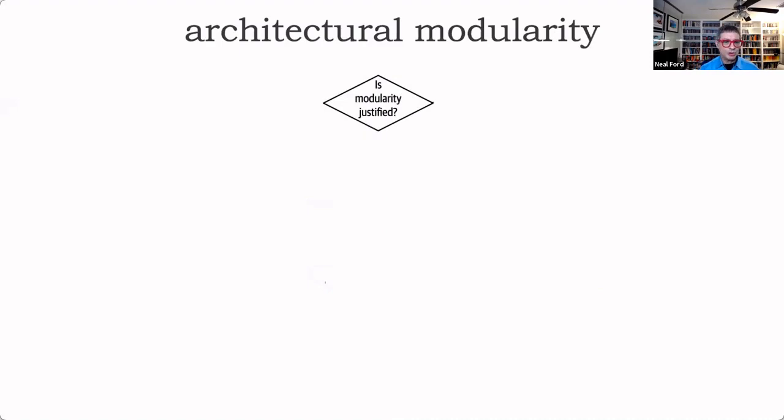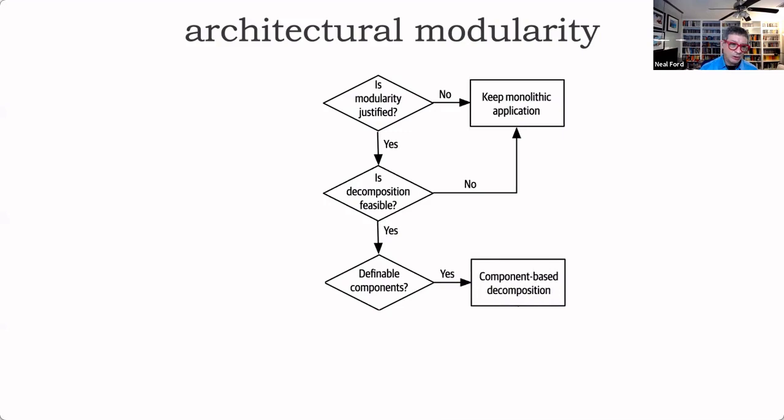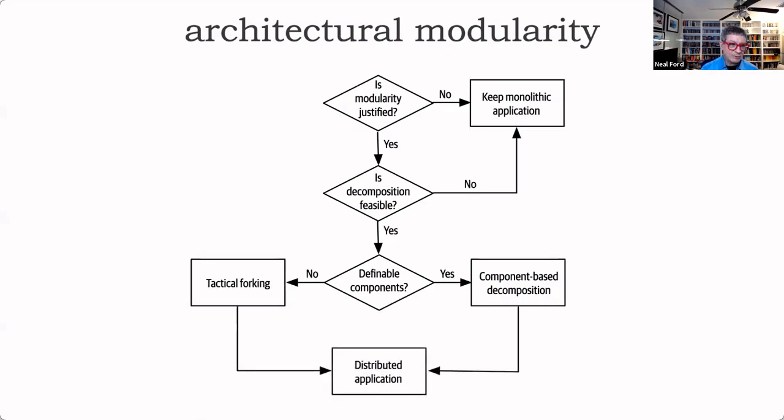And so when you think about restructuring an architecture, there's really a couple of choices you can make here. So is modularity justified? Should I even bother doing this? And if not, then you keep it as a monolith. Is decomposition feasible? And I'll show you a way to think about that in just a second. And if that's not, then you want to keep it as a monolith. If it is feasible, can you define components within it? And if you can, then you go through these patterns of component-based decomposition. Otherwise, you use this pattern that's called tactical forking. And at the end of this process, you end up with a distributed architecture.